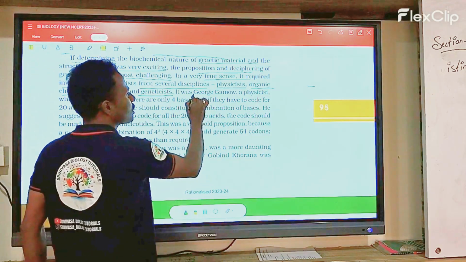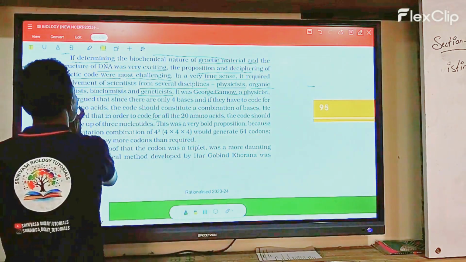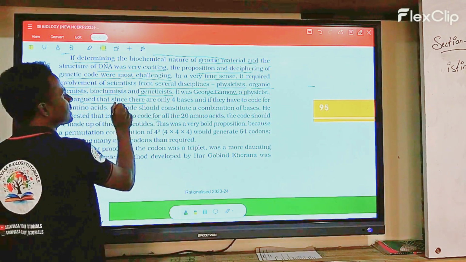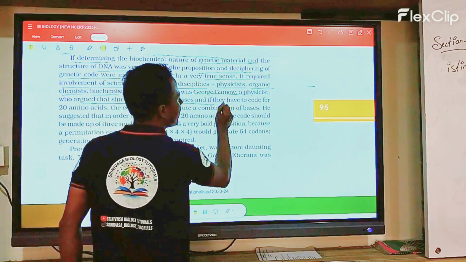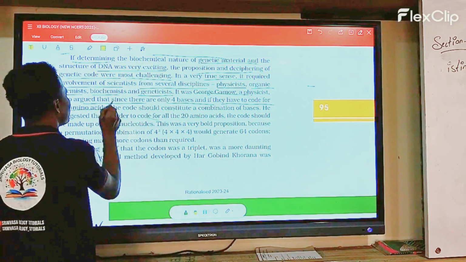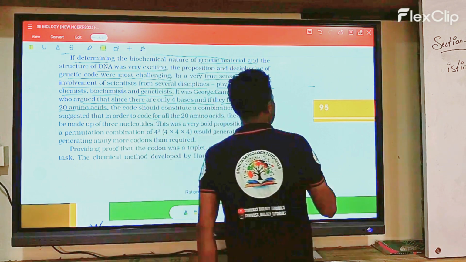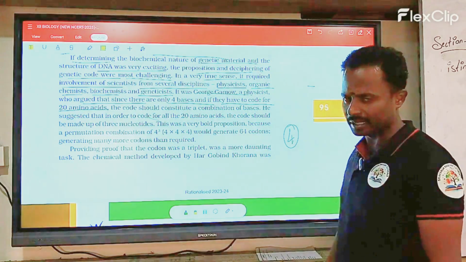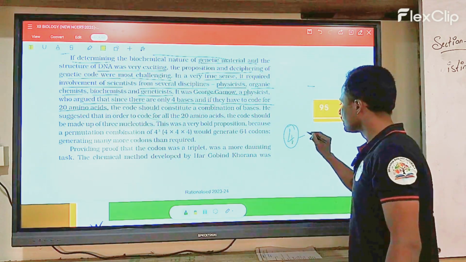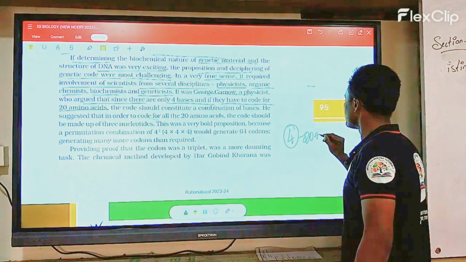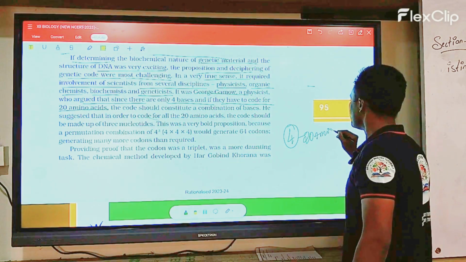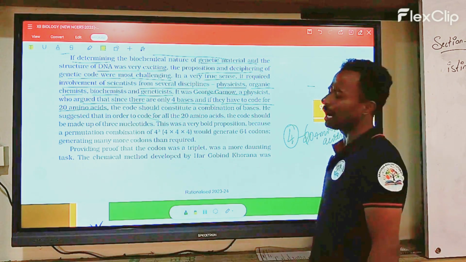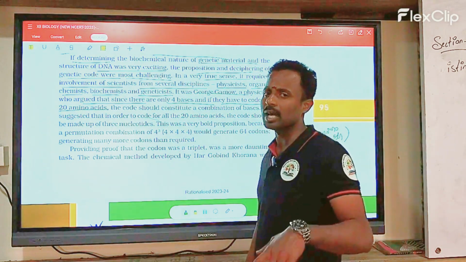It was George Gamow, a physicist, who argued that since there are only 4 bases and they have to code for 20 amino acids. So for example, here 4 bases are present. How many bases are present? 4 bases. These 4 bases bind with how many amino acids? They bind with 20 amino acids. Who said this? The scientist was George Gamow.